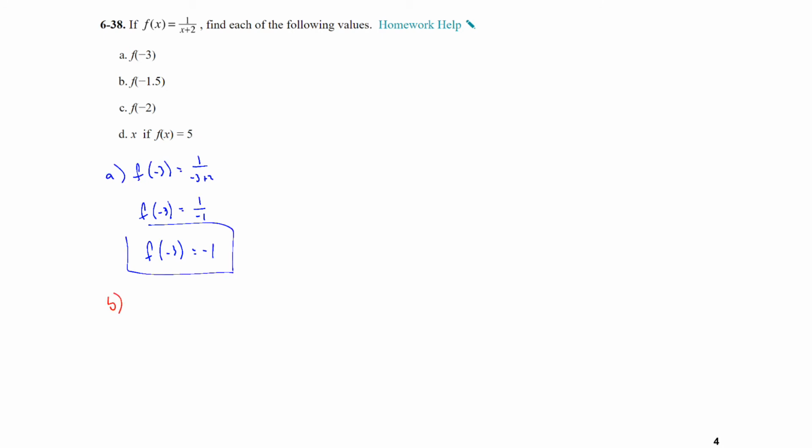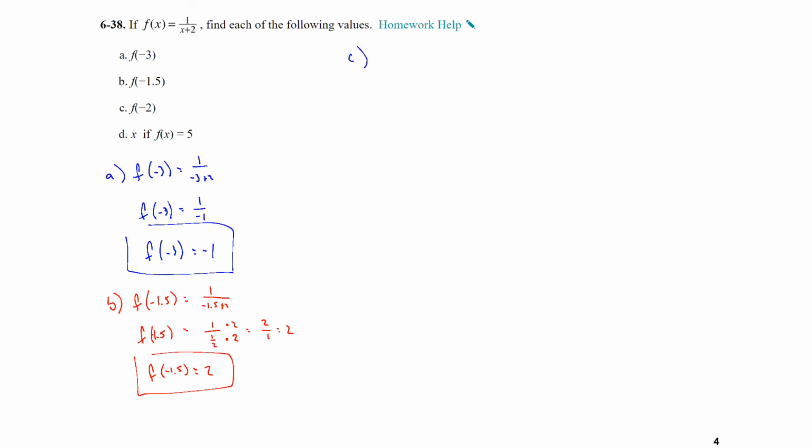Part B, f of negative 1.5. So this is equal to 1 divided by negative 1.5 plus 2. And so that would be 1 divided by 0.5, or 1/2. And you can either do this in your calculator if you want, or if you understand, hopefully you realize that when you divide by a number, you are multiplying by its reciprocal. So you could actually even show your work, multiply top and bottom by 2, so that gives you 2 divided by 1, which is just 2. So f of negative 1.5 is 2.